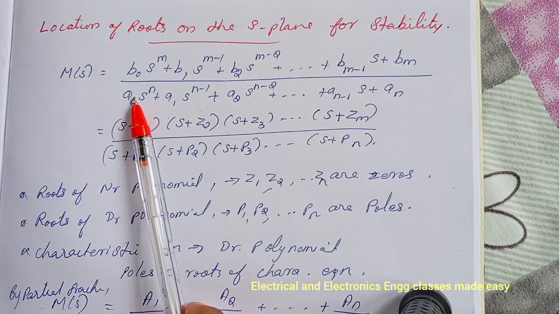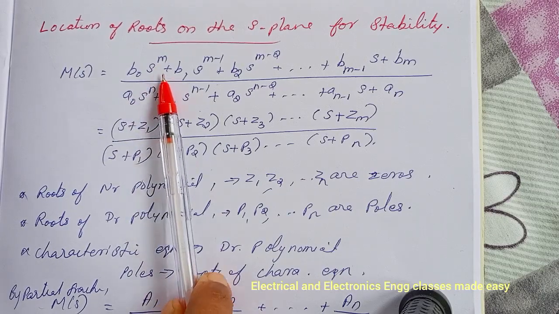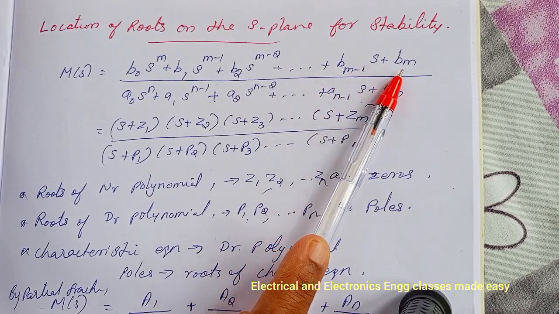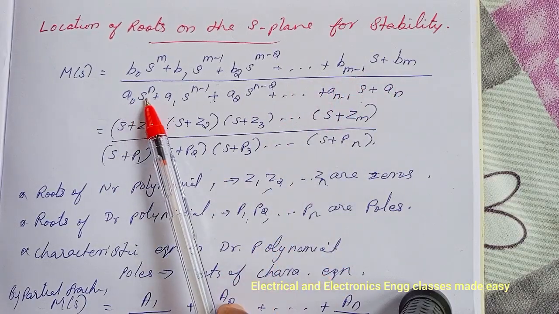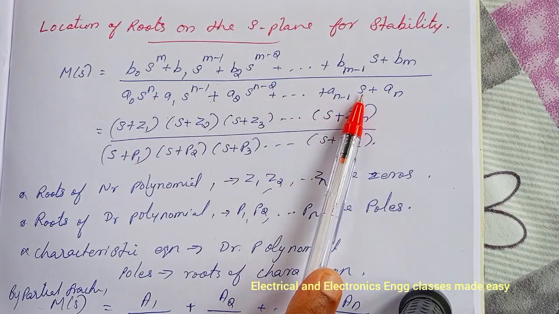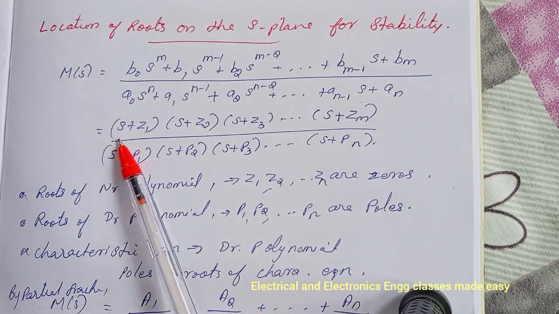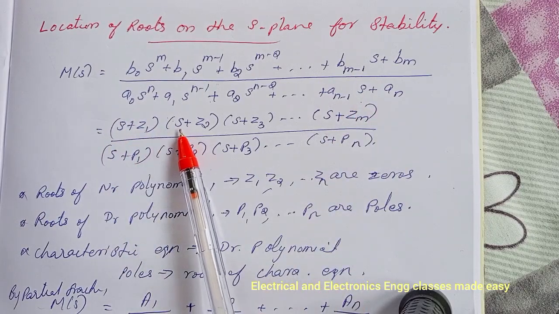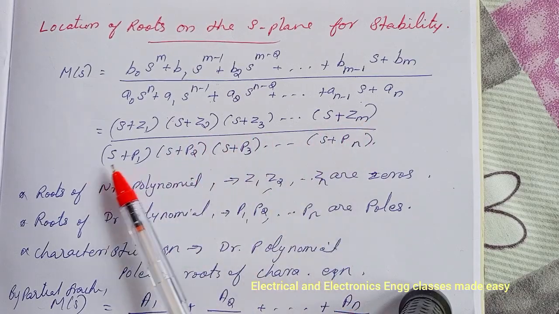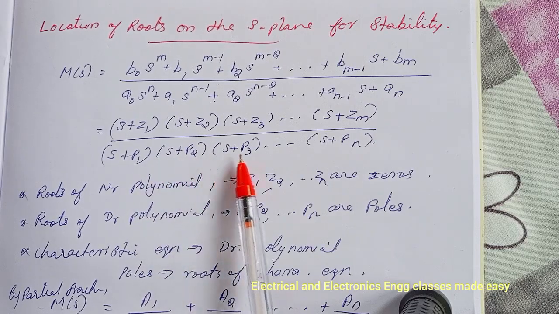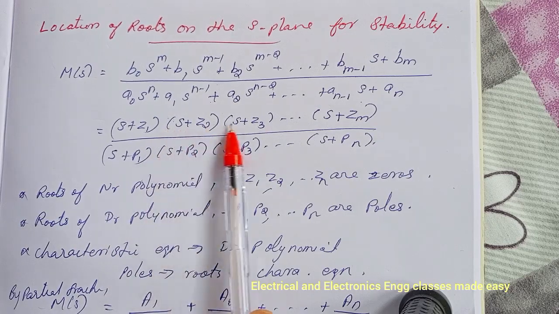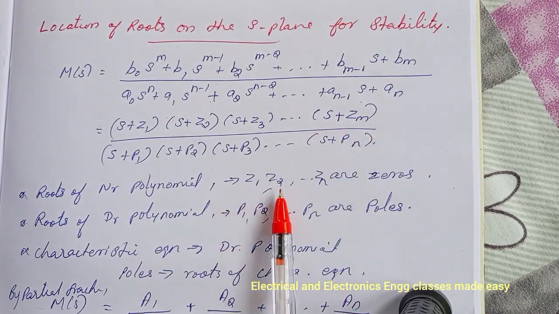So M(s) can be expressed as (b0 s^m + b1 s^(m-1) + etc. + b(m-1) s + bm) divided by (a0 s^n + a1 s^(n-1) + etc. + a(n-1) s + an), and that is equal to (s+z1)(s+z2) etc. (s+zm) divided by (s+p1)(s+p2) etc. (s+pn). The roots of the numerator polynomial z1, z2, etc.